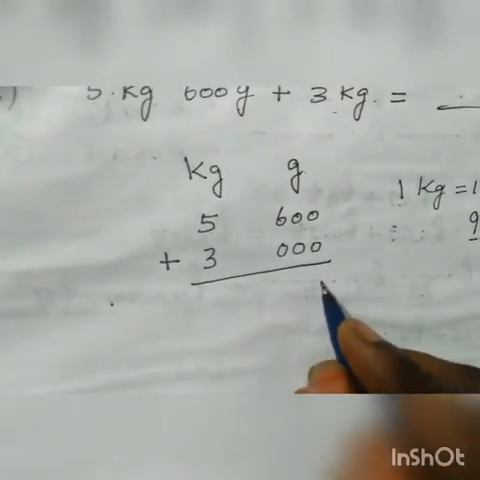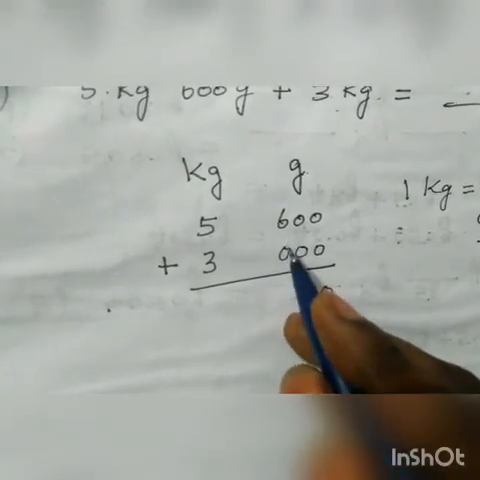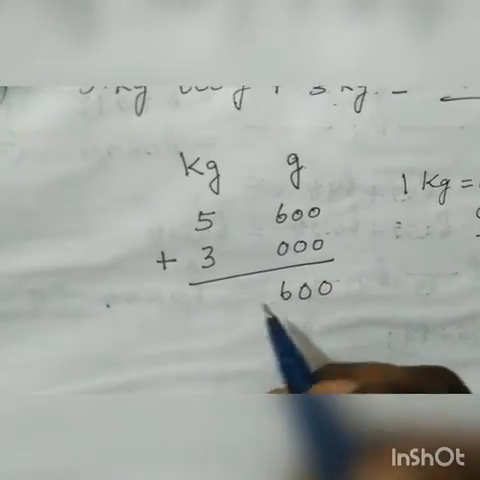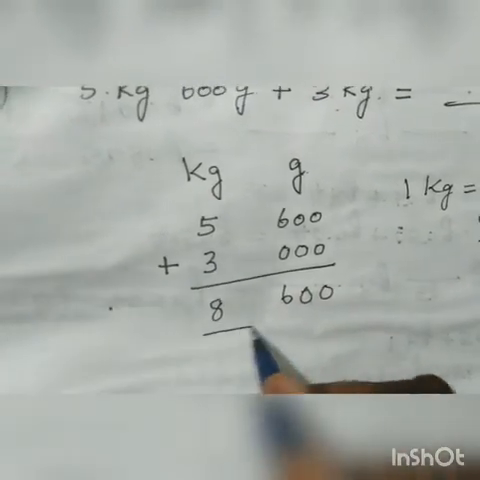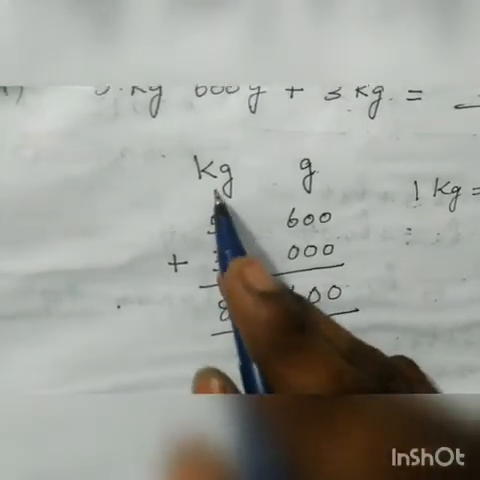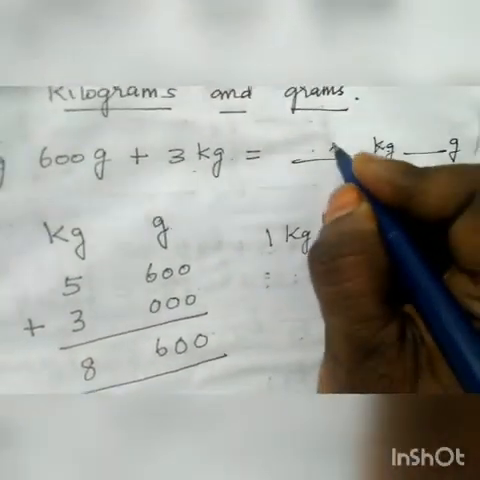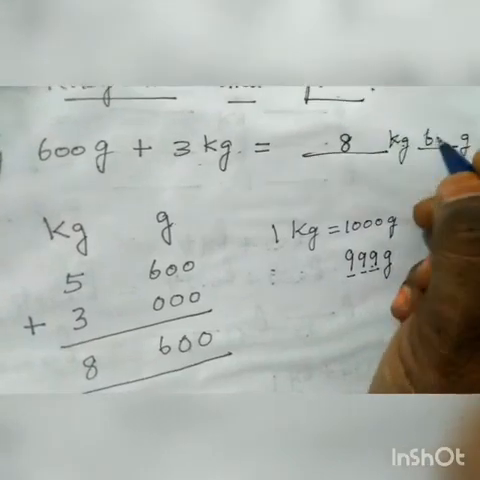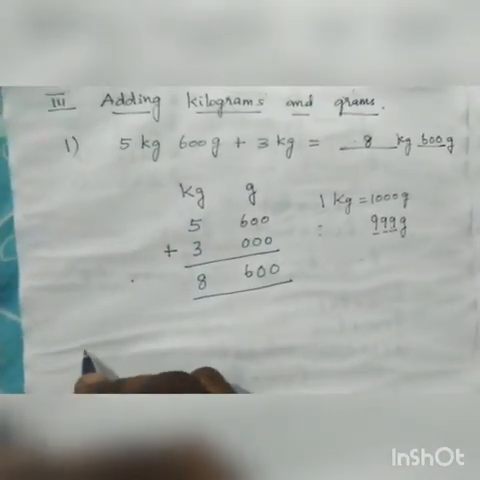Okay. Then add all the values. 0 plus 0, 0. 0 plus 0, 0. 6 plus 0, 6. 5 plus 3, 8. Therefore, we got the value as 8 kg 600 gram. So, we have to write here 8 kg 600 gram. Okay. I will explain the next problem also to make addition clear.